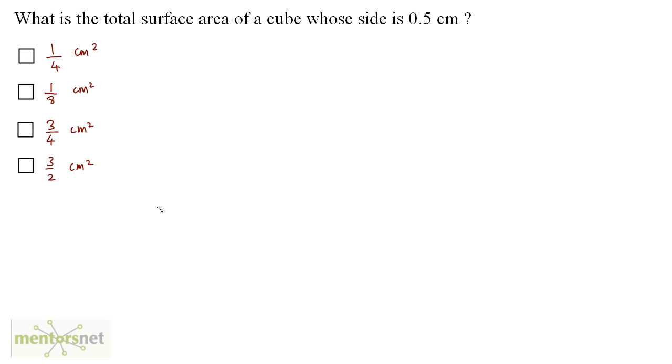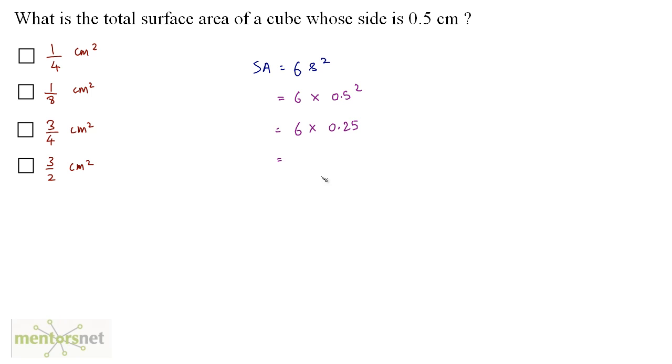What is the total surface area of a cube whose side is 0.5 centimeter? Well, the formula to calculate the surface area of a cube is equal to 6 times the side square. Right? Now you know the side, that's 0.5. So you have 6 times 0.5 square, isn't it? So this becomes 6 times 0.25.